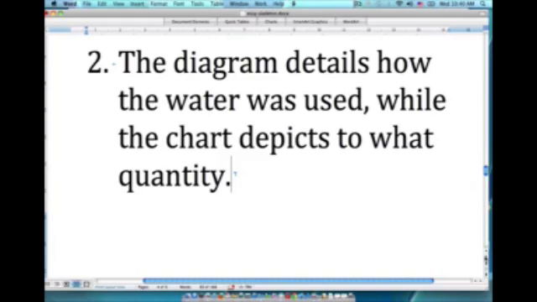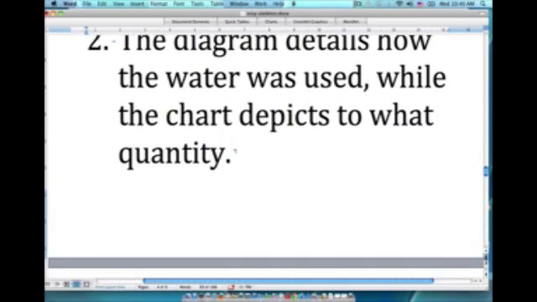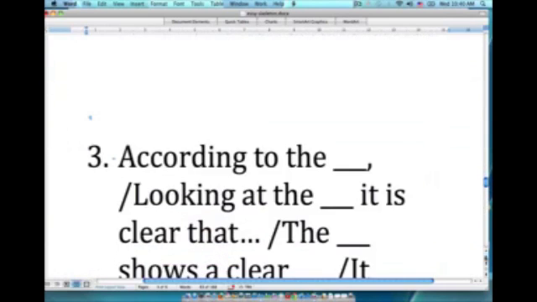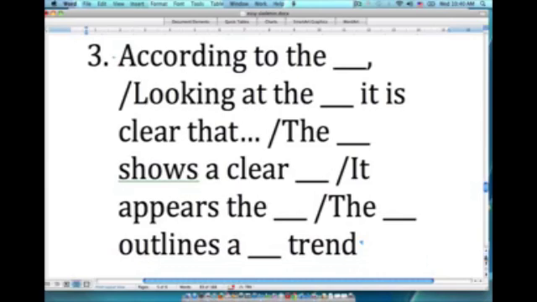When we finish that, then we're going to start another new paragraph, which will be the third paragraph in our response that talks about the details as seen in the graph that we are given. So, how do we start this paragraph to talk about the diagram?